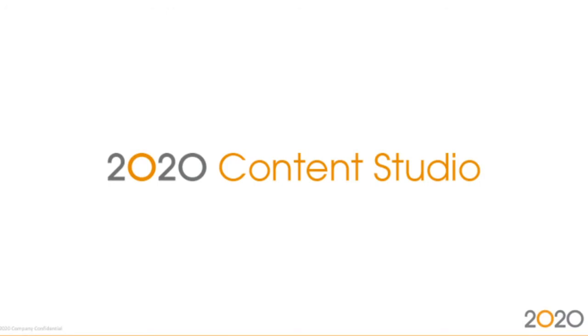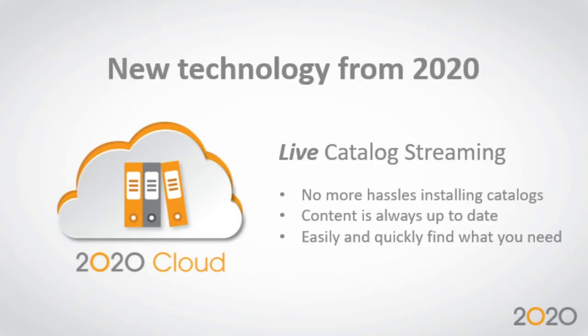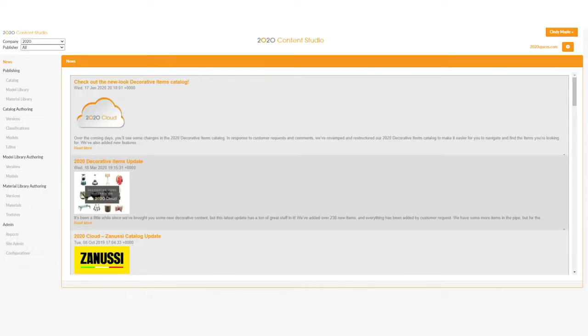2020 Content Studio is an online tool used to validate and publish catalog content to 2020 Cloud. Once a catalog is published to 2020 Cloud, it becomes instantly available to stream to thousands of users of 2020 products. Along with publishing and validation capabilities, Content Studio also includes intelligent tools to generate usage analytics related to product, users, popularity, configurations, and trends.